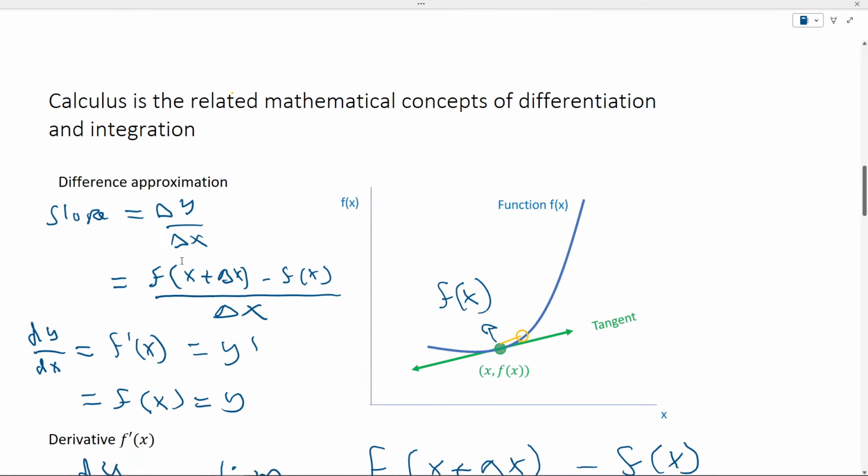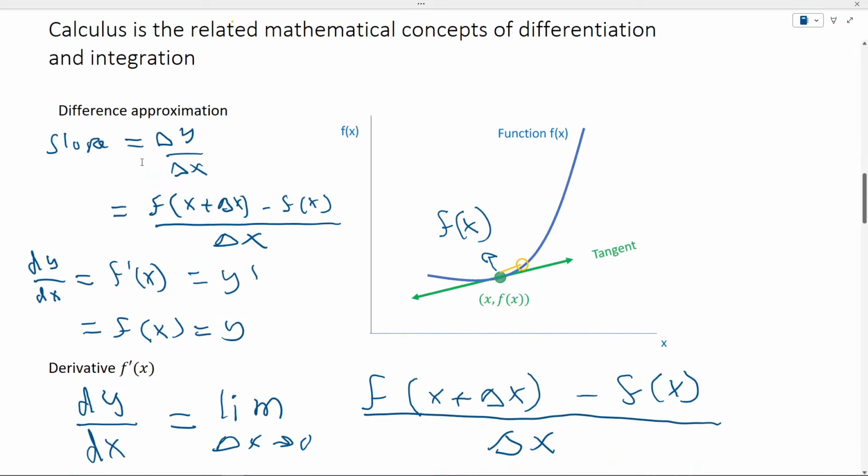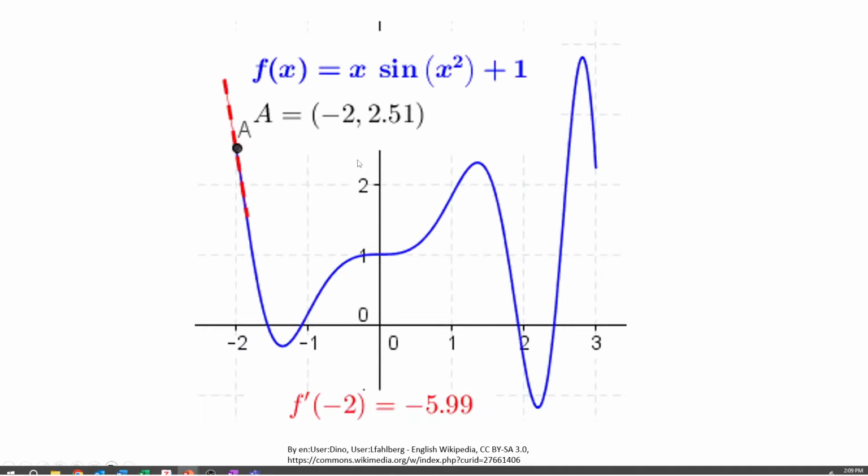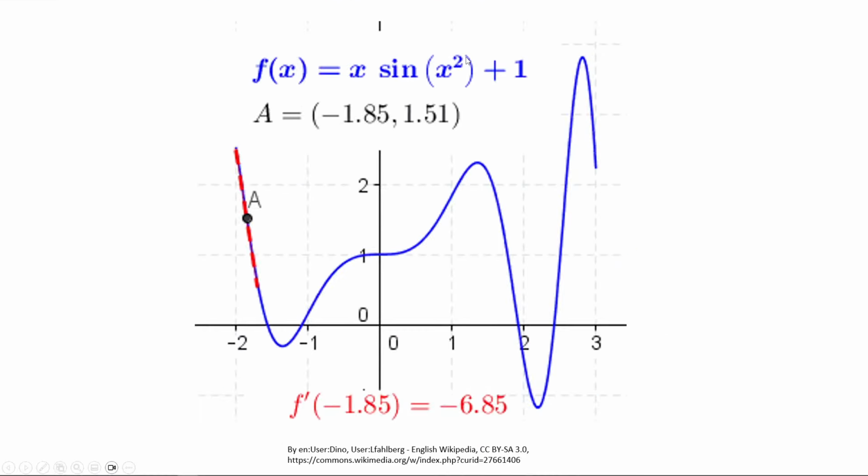Calculus is the mathematical concepts of differentiation and integration. Differentiation has to do with the derivative, because when I differentiate a function, I get this derivative, just as I showed you here. So if I differentiate this function, what will I get? I'll get this.